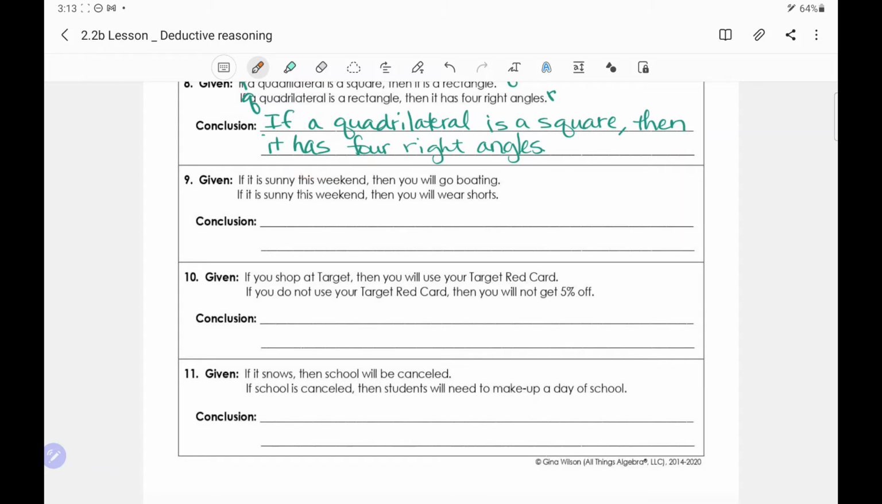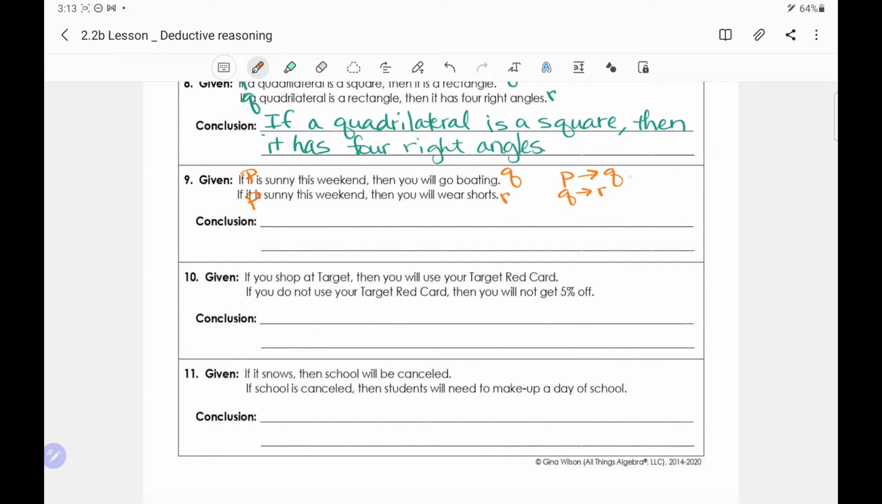Let's check it. If it is sunny this weekend, that's P. Then you will go boating. Go boating is Q. I read it, if it is sunny this weekend. Is that what I said for Q? No, that's what I said for P. So I have P repeated instead of Q. Then you will wear shorts. So that's R. Remember, it has to be P implies Q, Q implies R.